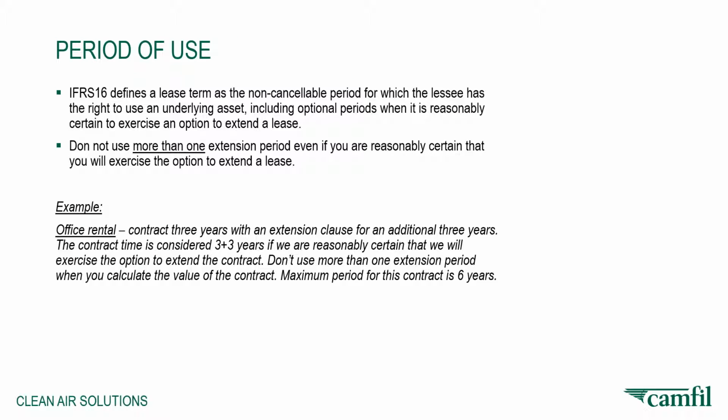The new standard defines a lease term as the non-cancelable period for which the lessee has the right to use an underlying asset. This includes optional periods when it is reasonably certain to exercise an option to extend a lease. We advise that you don't use more than one extension period, even if it is reasonably certain that you will extend the lease. So, for example, if you have a 3-year contract for an office rental and it includes an extension clause, the contract time is 3 years plus an additional 3 years if you're reasonably sure that you'll extend the contract. So that means that the maximum period for this contract would be 6 years.